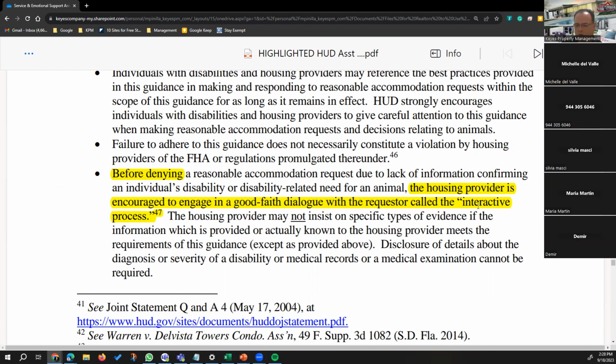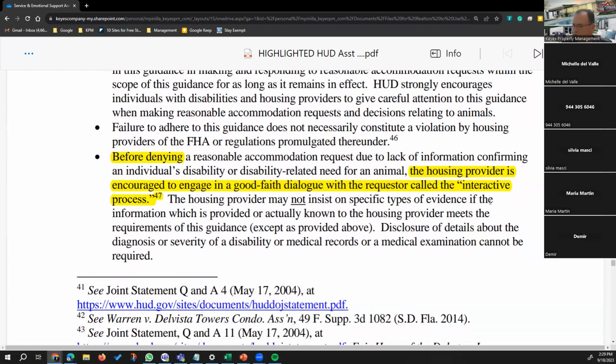All right, what does that mean? Dialogue. As realtors, send multiple emails, send multiple text messages, documenting that you wanted to work with that tenant to make sure that you were entering into an interactive process of dialogue. If it ever goes to court and the tenant says they denied me because I had an emotional support animal and they didn't allow me to have it, you're going to have all those emails.